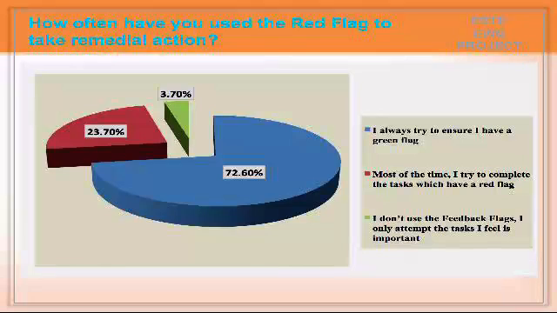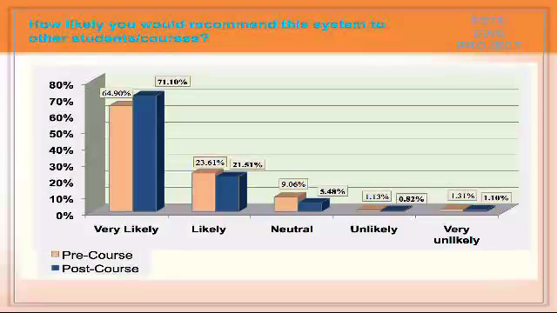The next question we asked was, how often have you used the red flag and taken remedial action? Again, more than 95% said that most of the time they try to make it green flag, and if they see a red flag, they do that part and make it green. And the last question which I'll discuss is how likely would you recommend this system to other students and courses? Again, we have a favorable reply: most of them agreed and are likely to recommend this system to other students and courses. And there was a very small percentage of students that said they won't recommend the system. The following discussion from here is on general comments, and Shaveen will discuss this.